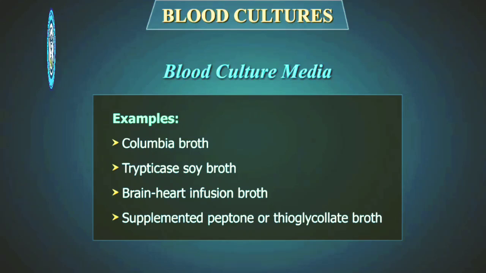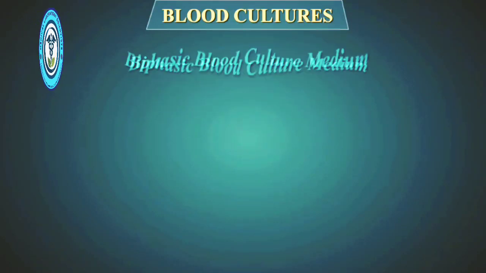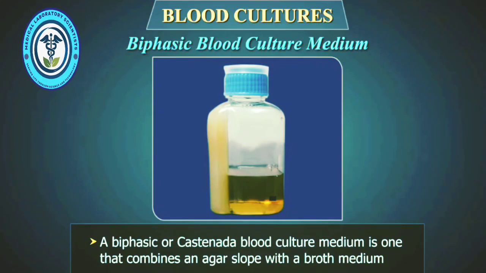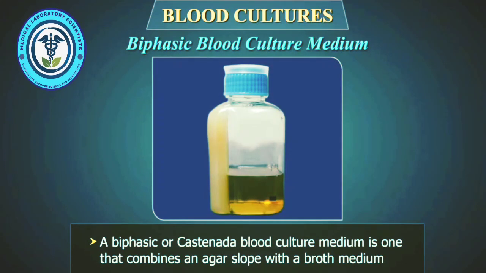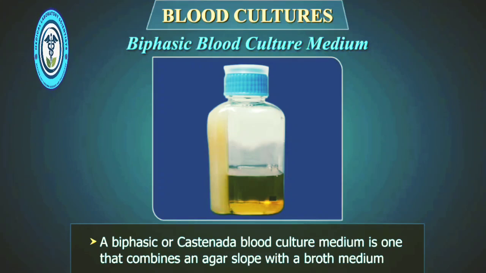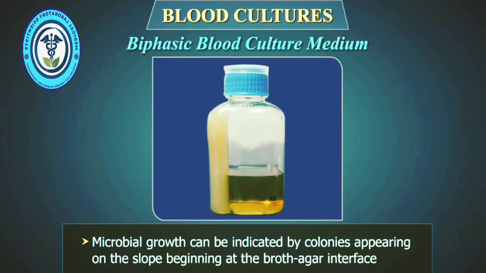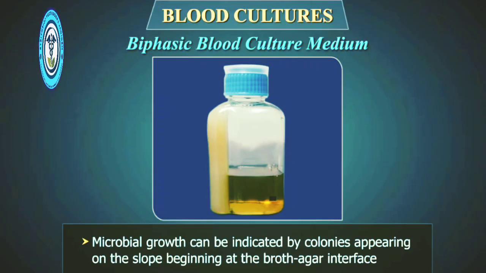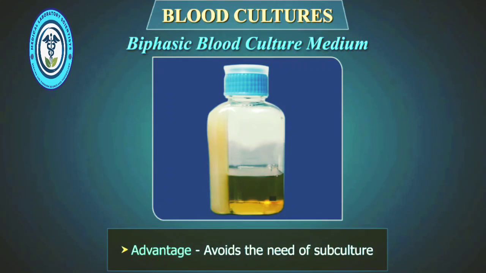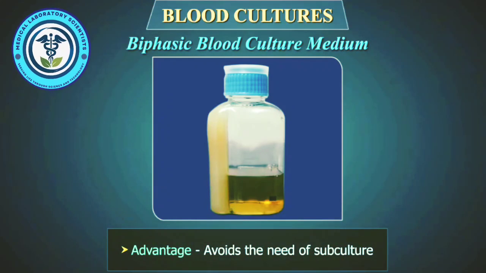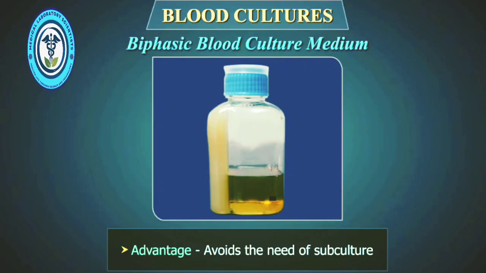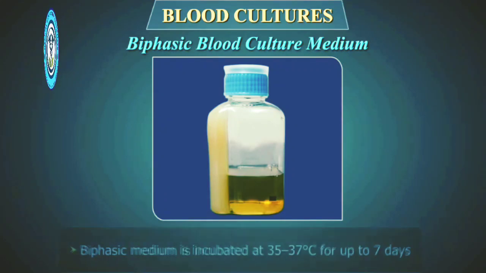Diphasic blood culture medium. A diphasic or Castaneda blood culture medium is one that combines an agar slope with a broth medium. The blood broth is allowed to run over the agar slope at regular intervals by tipping the bottle. Microbial growth can be indicated by colonies appearing on the slope beginning at the broth-agar interface. The advantage of this method is that it avoids the need of subculture, hence reducing the risk of contamination.